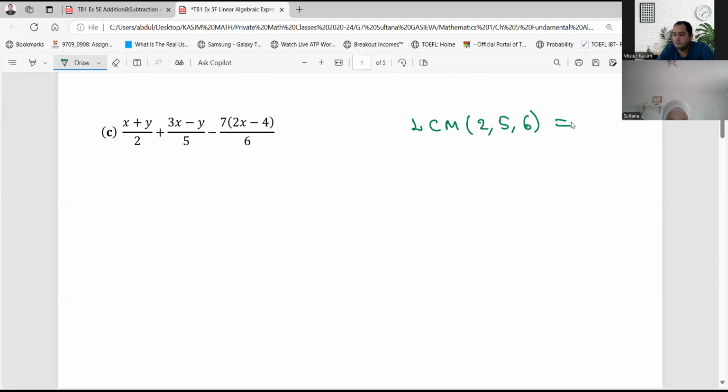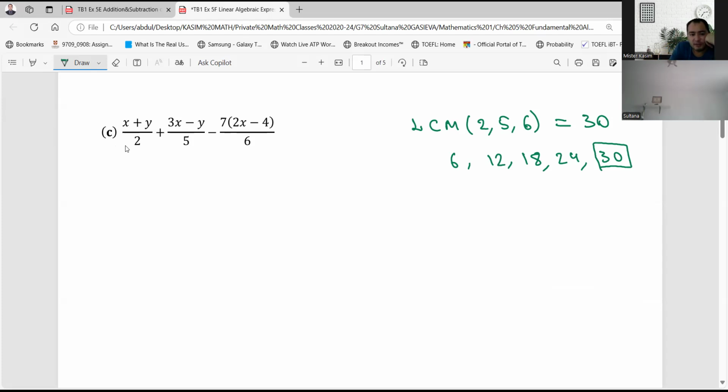It is 30. Remember? Because if you remember how you find this, Sultana, the biggest number is 6, right? List the multiples of 6. 6, not divisible by 5. 12, not divisible by 5. 18, not divisible by 5. It's divisible by 2, but it must be divisible by all of these numbers. 24, still not divisible by 5. And the next one is 30. 30 is divisible by 2, by 5, and by 6, right? So that's why we say the least common multiple of these numbers is 30.